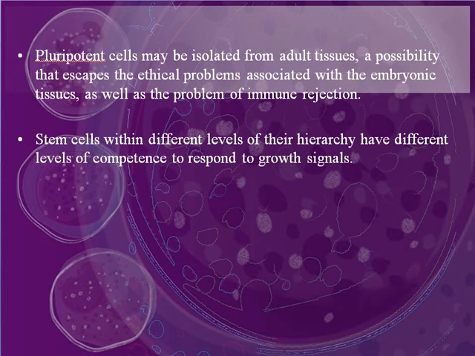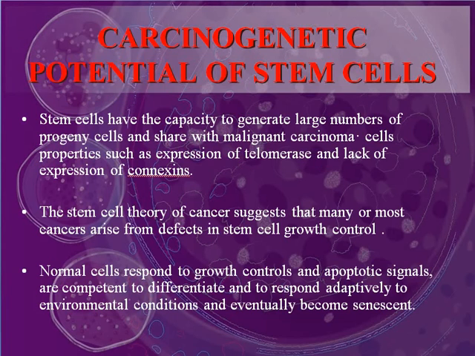Pluripotent cells may be isolated from adult tissue, a possibility that escapes the ethical problem associated with embryonic tissue as well as the problem of immune rejection. So it can be taken from adult tissue. Stem cells at different levels of their hierarchies have different levels of competence to respond to growth signals.